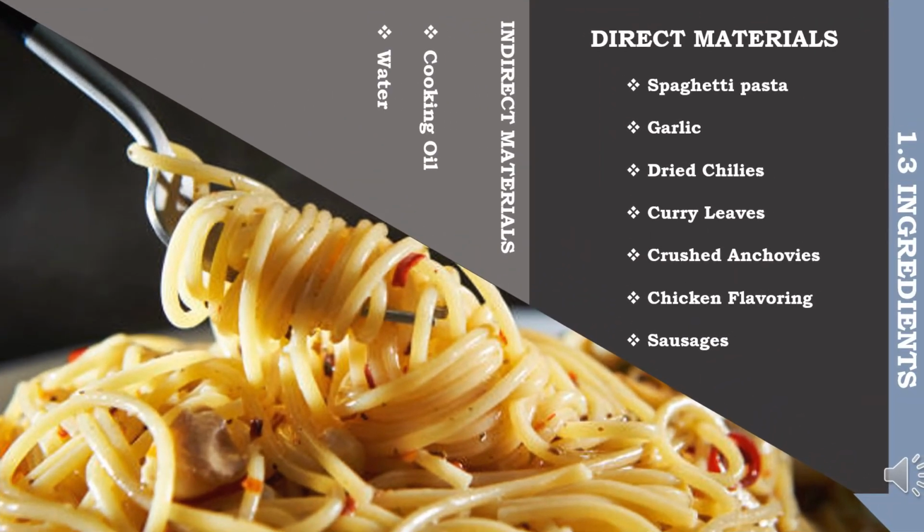The ingredients can be divided into 2 categories: direct materials and indirect materials. Direct materials: instant spaghetti pasta, garlic, curry leaves, dried chilies, crushed anchovies, chicken flavoring, and sausages. Indirect materials: cooking oil and water.